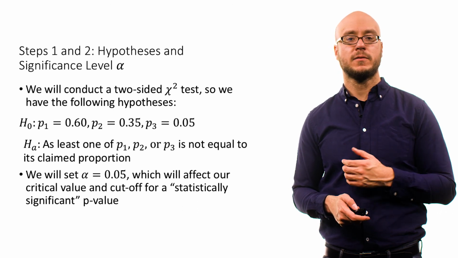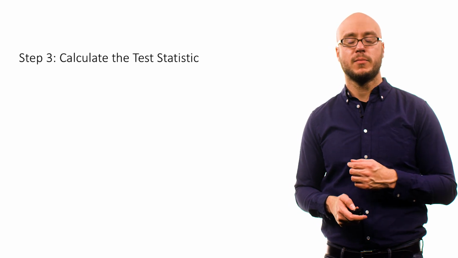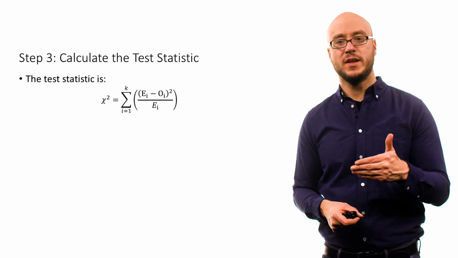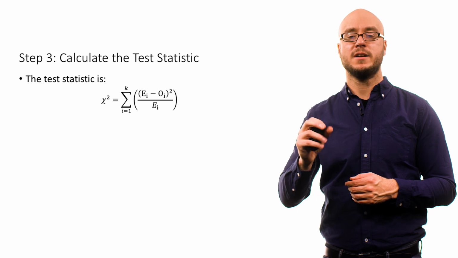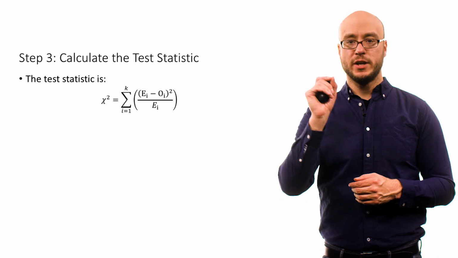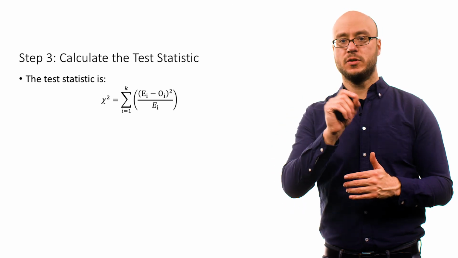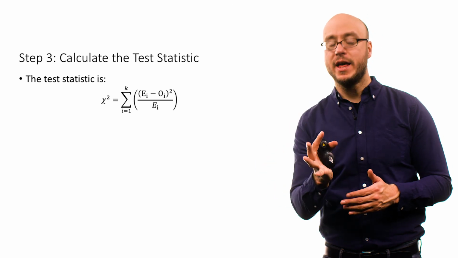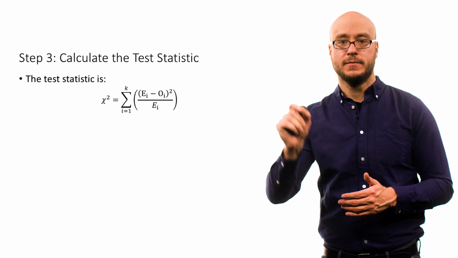And this will affect our critical value as well as our cutoff for what counts as a statistically significant probability value. For step 3, we will calculate the test statistic. Recall that the chi-square test statistic is simply the observed minus the expected counts squared divided by the expected cell counts for each of the categories, and then you add them up. So that's all the sigma operator is telling you. That capital sigma is saying to add up what is after that capital sigma for each of i equals 1 to K. So we can calculate this as follows.